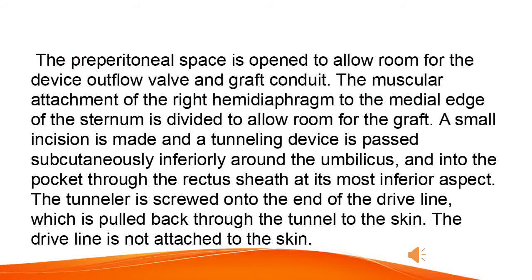The preperitoneal space is opened to allow room for the device outflow valve and graft conduit. The muscular attachment of the right hemidiaphragm to the medial edge of the sternum is divided to allow room for the graft. A small incision is made and a tunneling device is passed subcutaneously inferiorly around the umbilicus, and into the pocket through the rectus sheath at its most inferior aspect. The tunneler is screwed onto the end of the drive line, which is pulled back through the tunnel to the skin. The drive line is not attached to the skin.